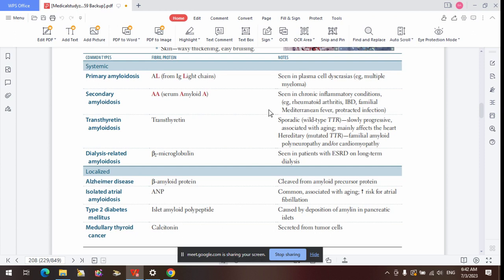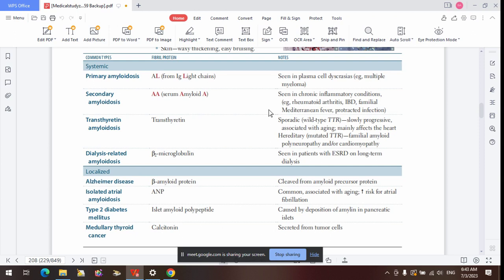There's no way we can be transmitting multiple myeloma through family. It's not inherited. We cannot be transmitting chronic inflammatory disease. No. So if you are saying that there's a familial acquisition of a particular problem like cardiomyopathy and polyneuropathy, we should think of the familial form of this transthyretin mutation.